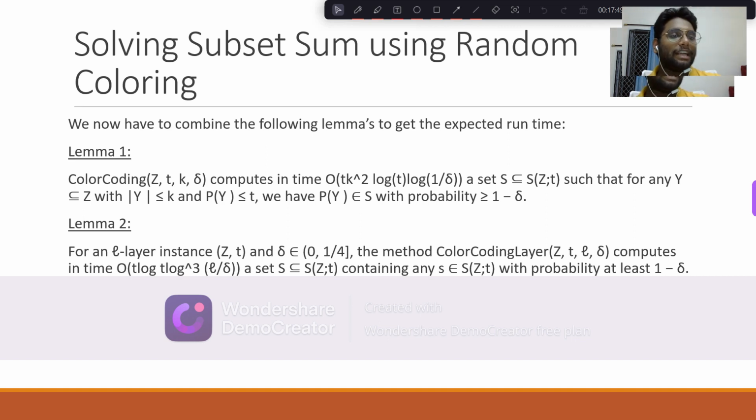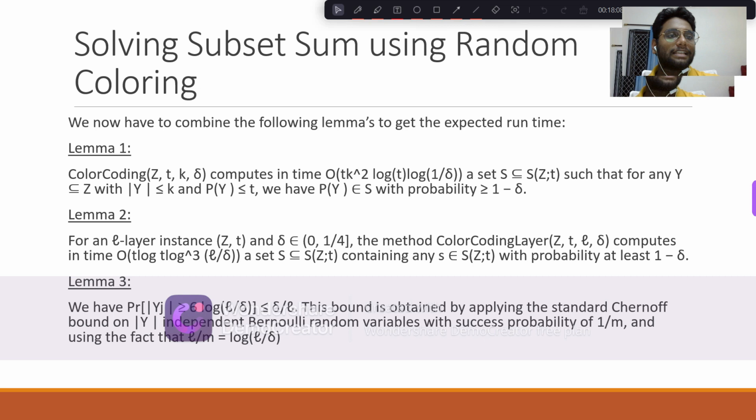Lemma 2 is an improvement upon this by the concept of split coloring. Here I get the subset sum in t log cube of L by delta, where 2t by L is the largest possible number in the split coloring. Lemma 3 provides a Chernoff bound for the same thing, saying that we can find the subset sum with a very small error probability of delta by L, and that's it.